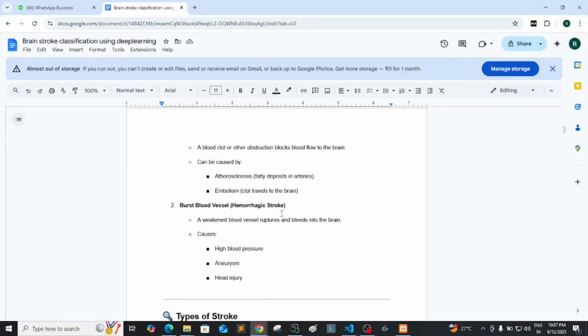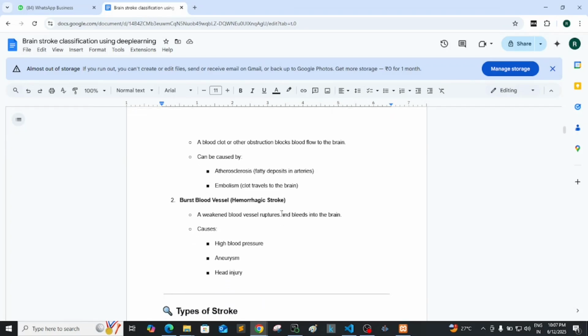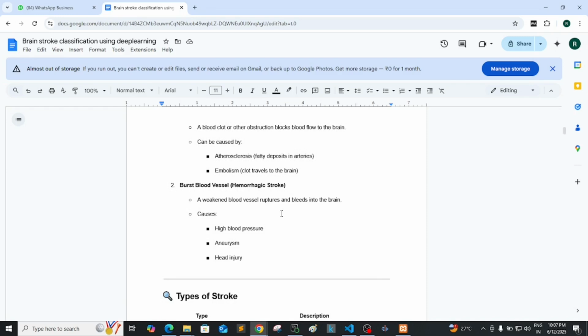The second type is the burst blood vessel. In this case, the blood vessel weakens, ruptures and bleeds into the brain, so the bleeding in the brain causes this issue. What are its causes? High blood pressure, aneurysm and head injury. These problems will cause that issue.